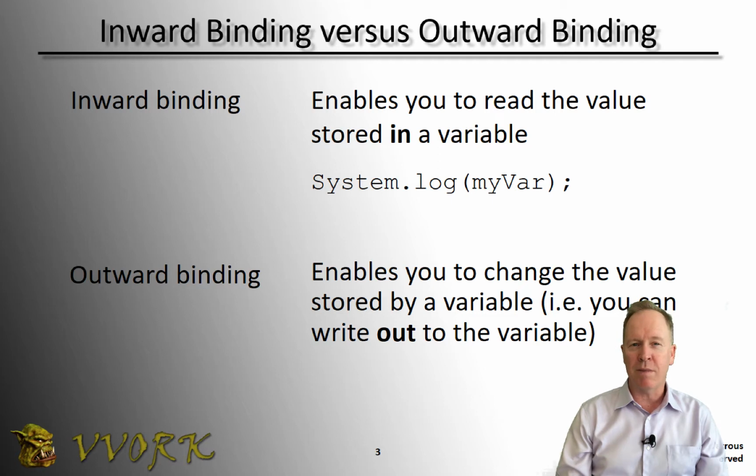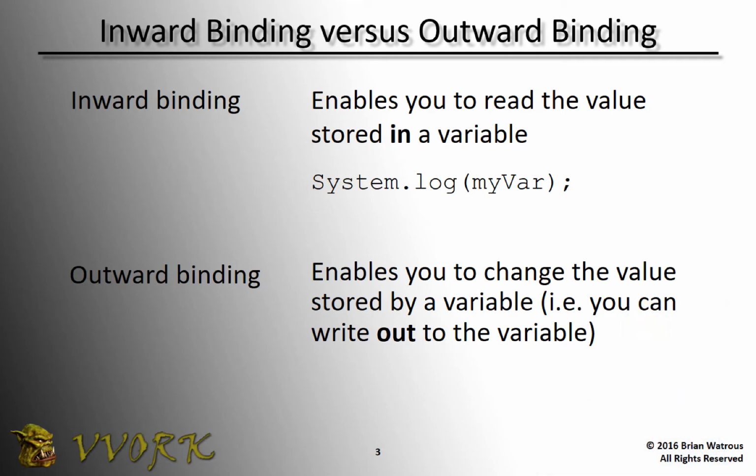For this system.log method to work, we have to have read access or an inward binding to the variable called myvar. And similarly, outward binding allows us to change the value that's in a variable. So in other words, if we want to do something such as this JavaScript code where we're assigning a new value to the variable called myvar, in this case, since we're doing an assignment, we would need an outward binding. So that's review.